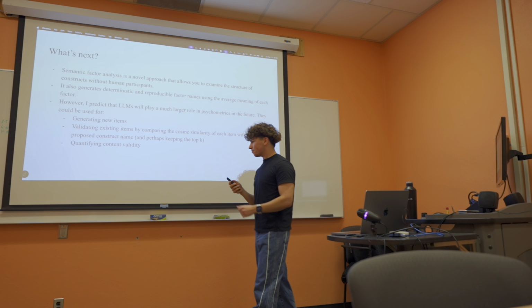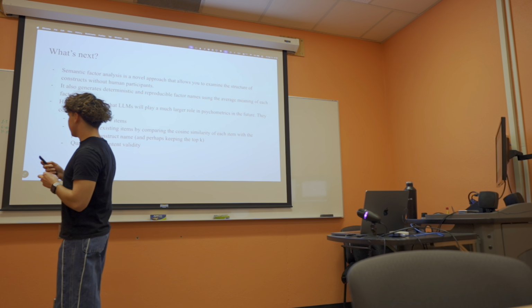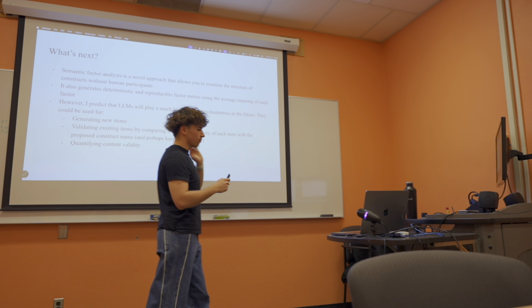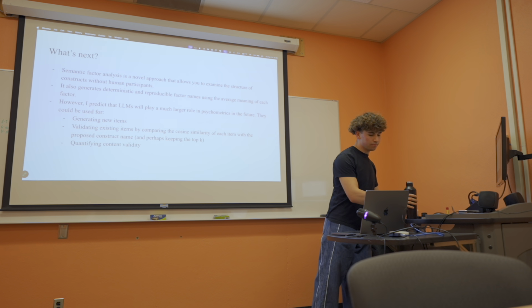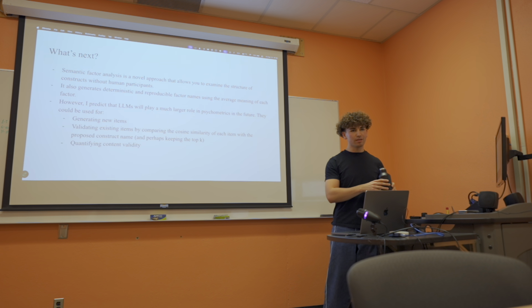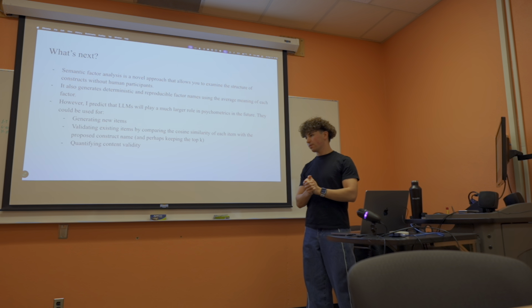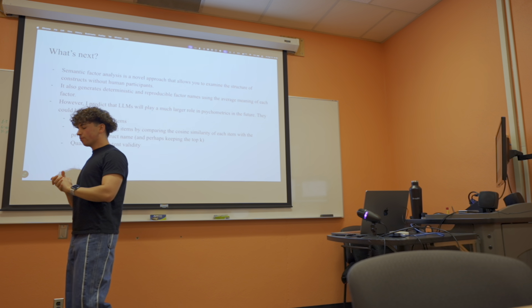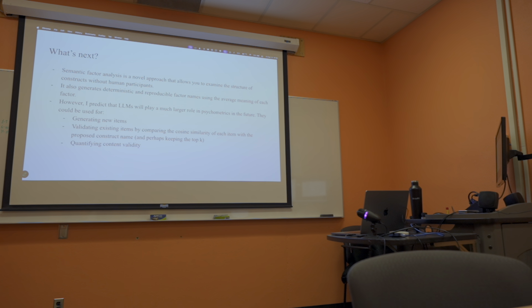So what's next? SFA is a new approach to examine the structure of scales and their factors without human data, which is cool. It also makes deterministic and reproducible factor names, which is also cool. But there's even more we can do with it, which I haven't gotten to yet, but I'm going to list them here. You could use this approach, for example, to generate new items. You could just ask ChatGPT to make a list of new items, but you can also use a more principled approach and rank items by their similarity to the construct. That's one of the ways.